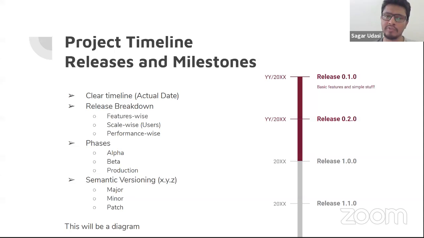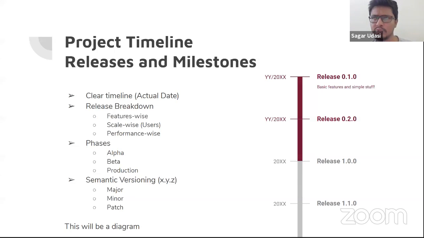Another way of breaking down the release is scale wise. So how many users are we targeting in the first release? Let's say we are developing an online gaming platform. We can say that in the first release we are going to support only 100 simultaneous users. Then in the second release we might support 10,000. In the upcoming release we can support 1 lakh simultaneous users. So the scale basically at which the project will operate.